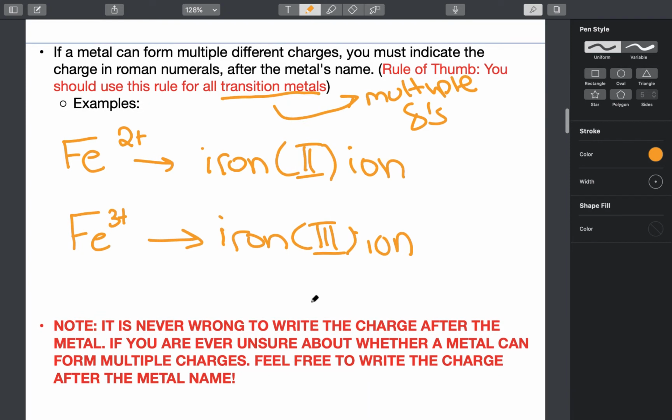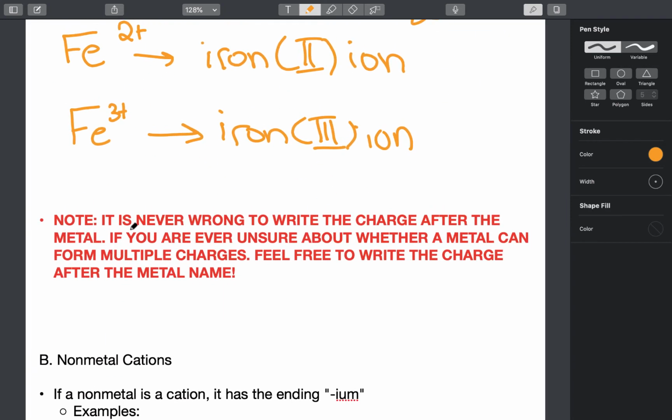Now, it's important to note that it is never wrong to write the charge after the metal. If you are ever unsure about whether a metal can form multiple charges, feel free to write the charge after the metal name. It's just unnecessary for metals that only form one charge. But if you're ever unsure, if you're ever nervous, just feel free to put that charge after the metal.